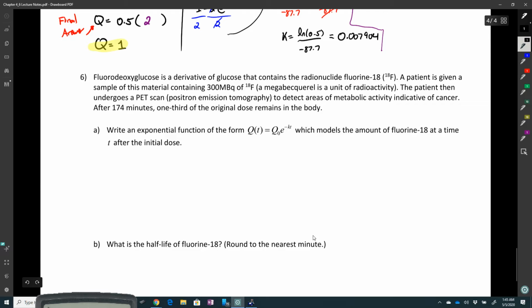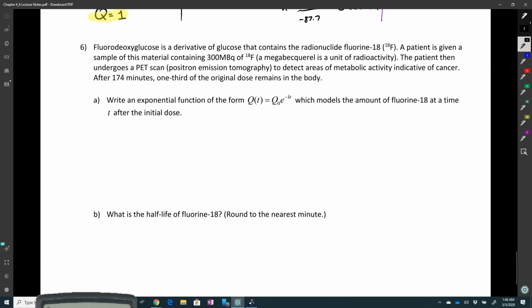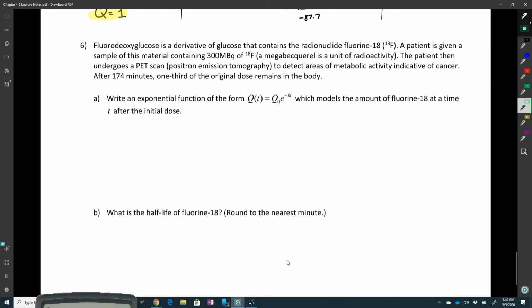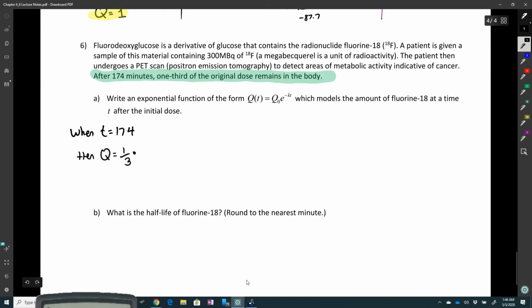So it turns out you're given this from the initial function. This 1/3 is kind of like the half-life. They're saying that when t equals 174, Q is equal to 1/3 times Q naught.